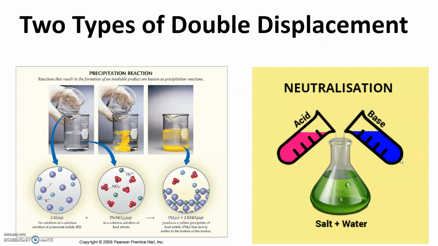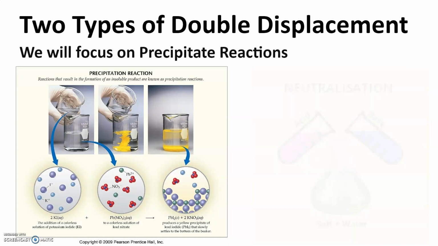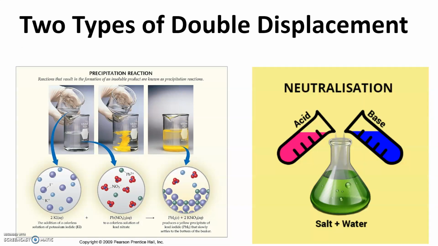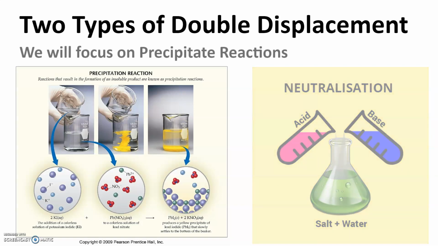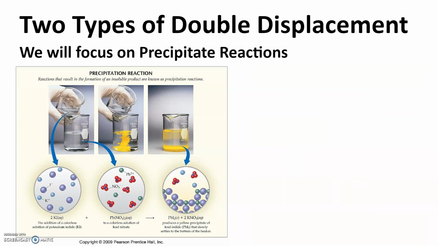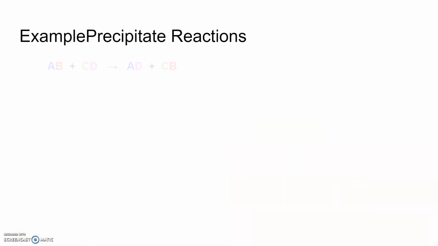Now, before we go into looking at examples of double displacement reactions, there are two main types that we focus on in chemistry, precipitation and neutralization. Neutralization involves the reaction of an acid and a base to produce a salt and water. We're going to focus on precipitate reactions. So let's look at some examples of precipitate reactions.